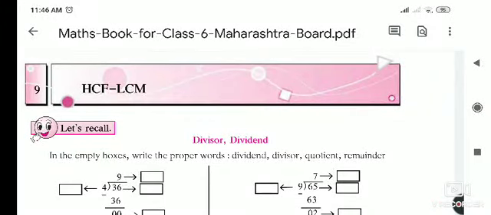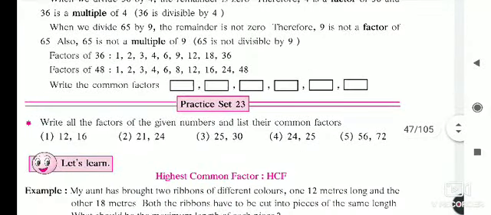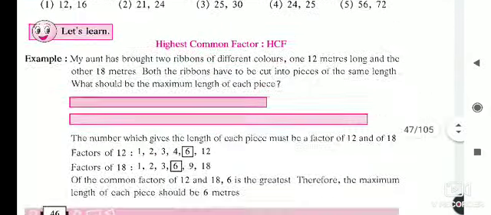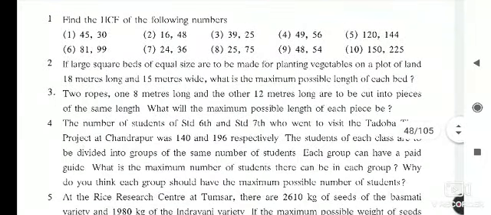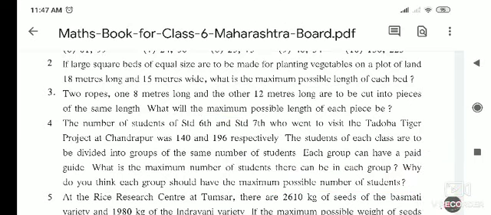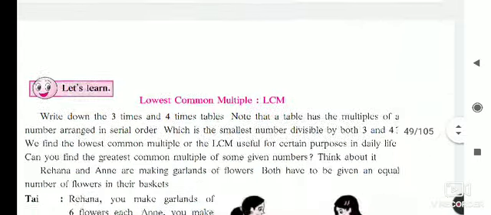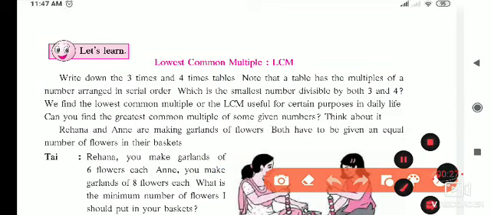Hello students, lesson number 9: HCF and LCM. In the last lecture we saw how to find the HCF of numbers, and we also solved word problems based on the HCF. I told you that whenever the word "maximum" comes in the question, we have to find the HCF of those numbers. Today we will see the next part, that is the LCM.